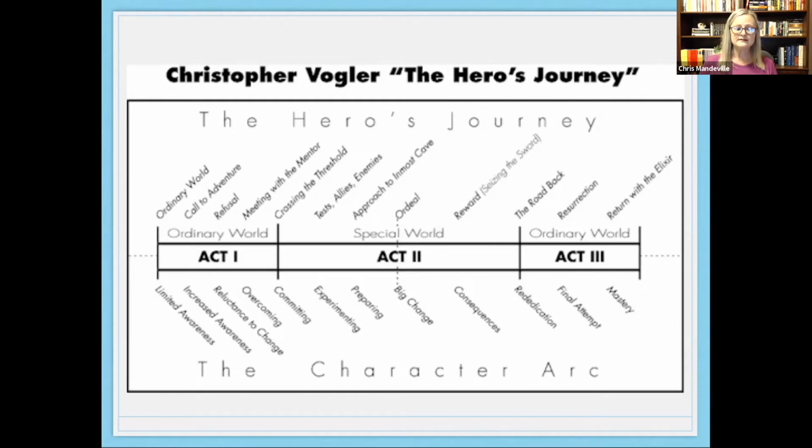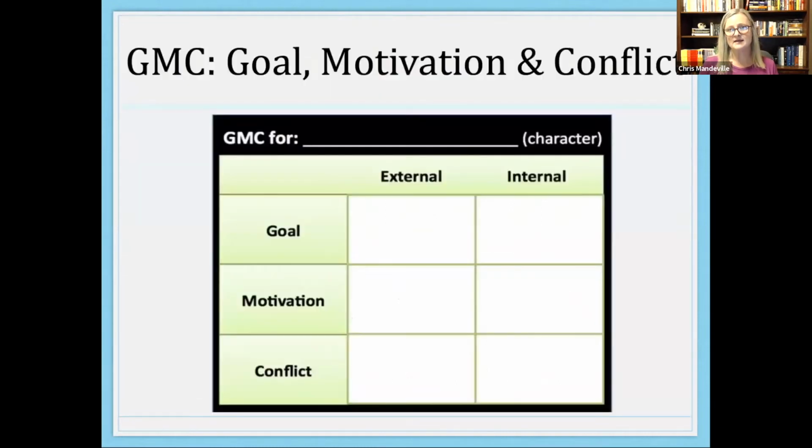For me personally, the tool that's helped me the most in putting together the different elements of story is called GMC, Goal, Motivation, and Conflict. Knowing this tool, using this tool has improved my fiction writing more than any other tool that I've ever used. The way GMC works is simple. It's really simple for such a complex and profound concept.